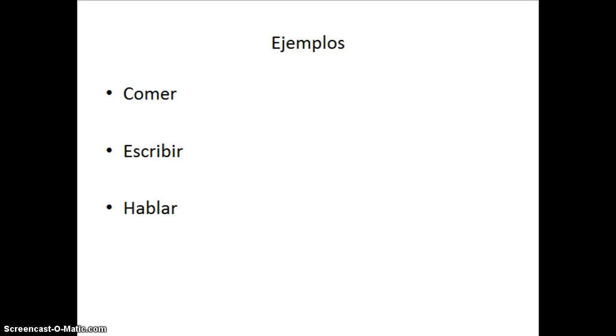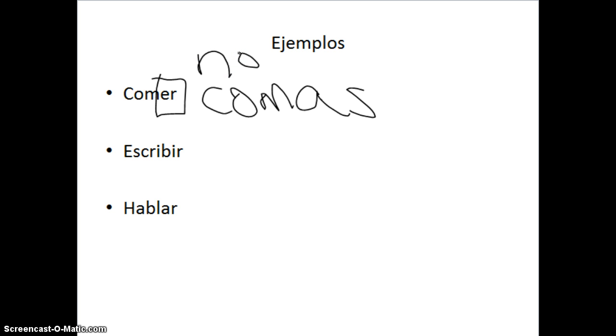So our first thing that we do is put it in the yo form. So we have, let's get my pen, como. Alright, then the next thing that we do is we change the o, and we change it either to as or to es. We look and we see that it's an er verb, so we know we change it to as, so we erase the o, and then we add on the as. Alright, our third step is to add on the no before, so we have no comas. Okay, that's how we do the first one.